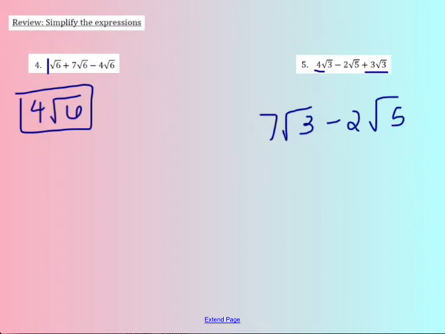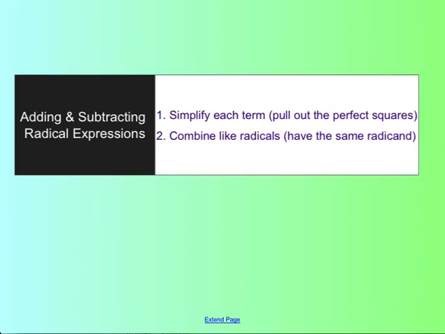So let's go ahead and take a look at some more in-depth parts. Now not only are we going to be adding and subtracting radicals, but we're going to have to simplify them first. So we're going to have to pull out the perfect squares, and then we're going to be able to combine the radicals like we did before.